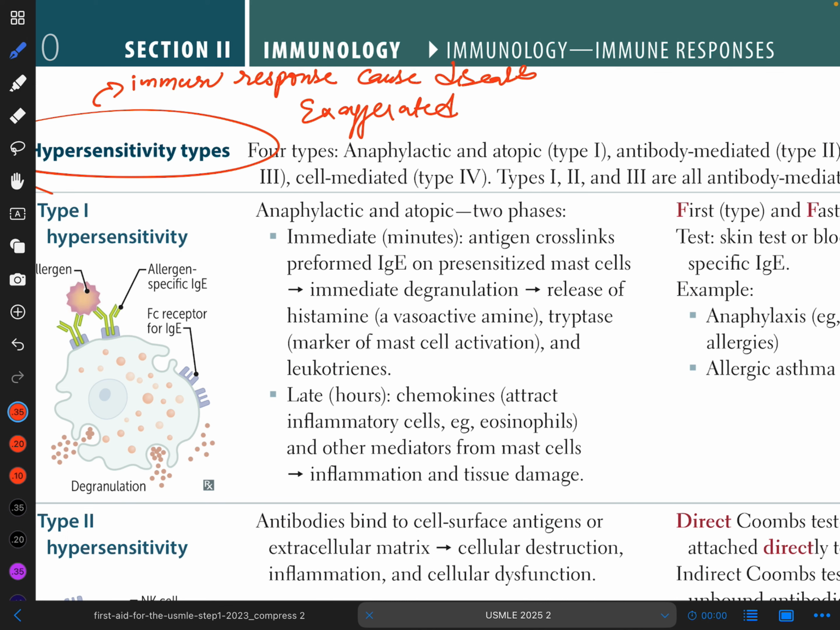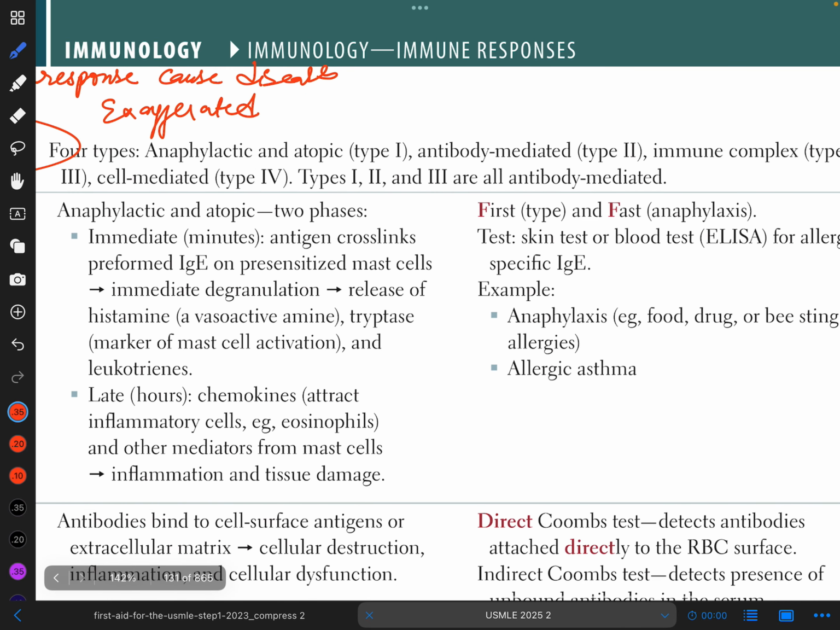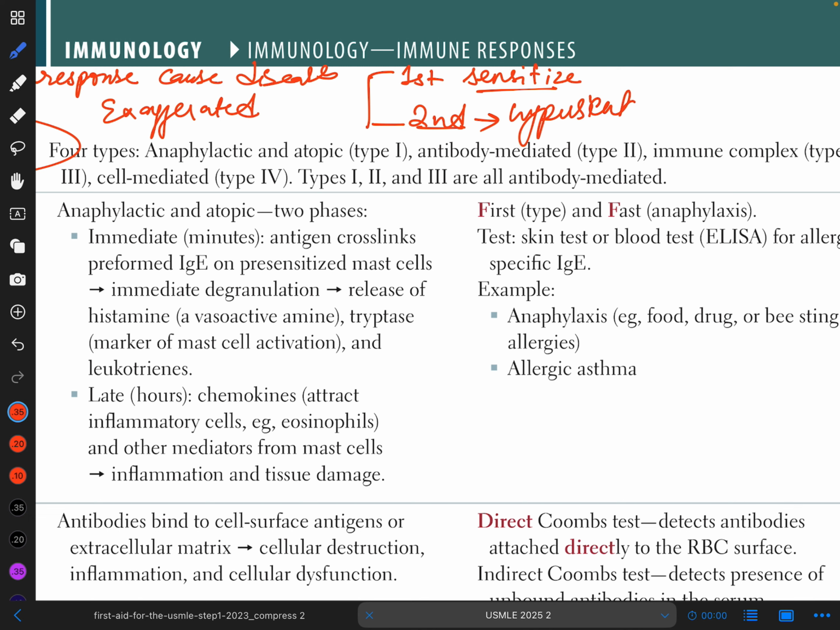Hypersensitivity is what happens after the first contact with an antigen. First, the body contacts the antigen and becomes sensitized. The immune response is generated, with antibodies and memory cells. But when that same antigen comes a second time, the second contact leads to a hypersensitivity phenomenon.